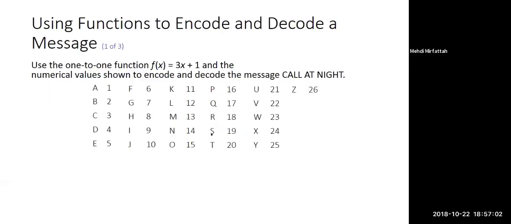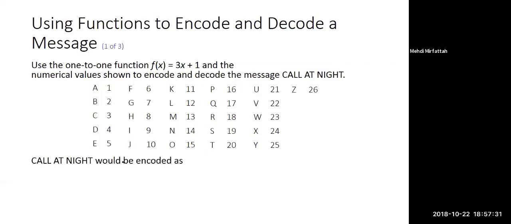This is the example. Use the one-to-one function f of x equal to 3x plus 1, and the numerical values to encode and decode the message "Call at night." Okay, so in this case, A corresponds to 1, B corresponds to 2, C corresponds to 3, and all the way Z corresponds to 26.